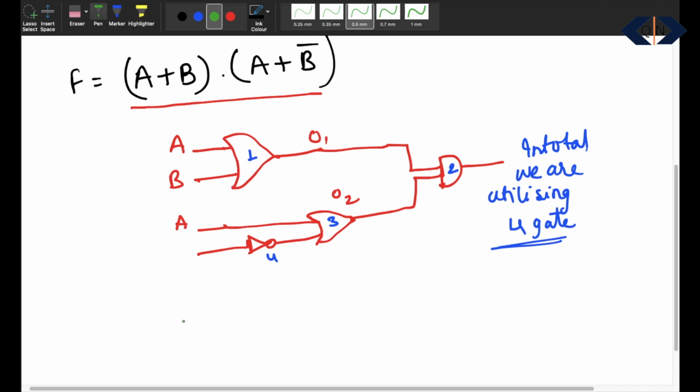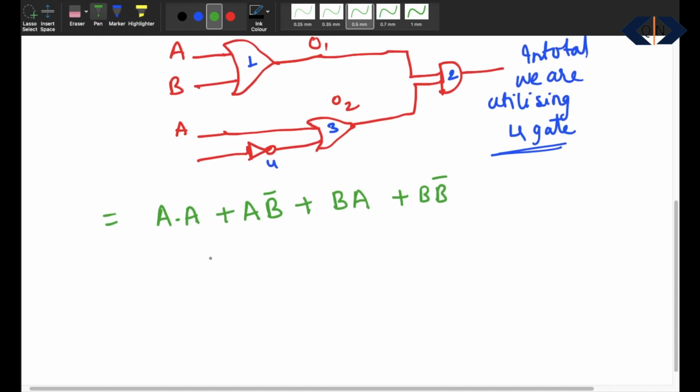Starting with this, can we do a direct multiplication here? Yes, we know that it is just normal mathematics. So we can multiply A into A plus A into B bar plus B into A plus B into B bar.